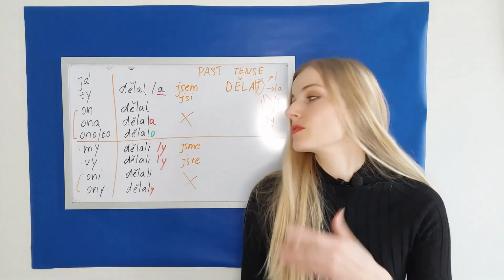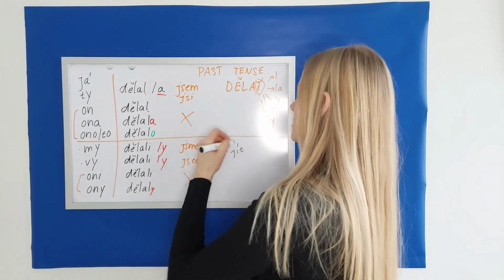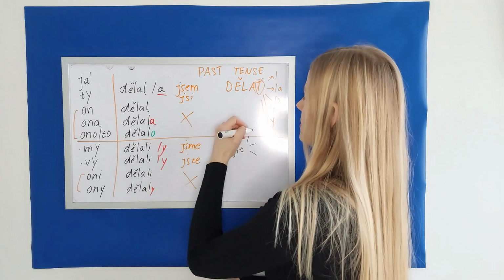I also spoke about irregular verbs. One of those is the verb to go. Jít, to go on foot, has these forms.